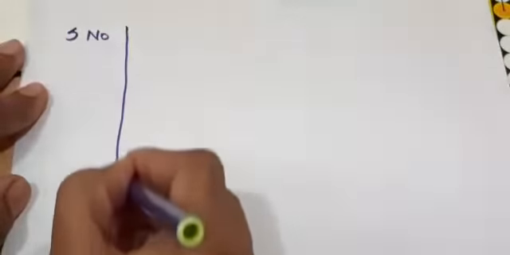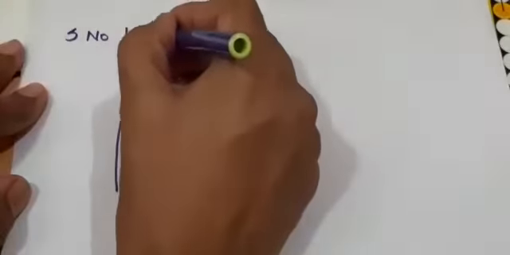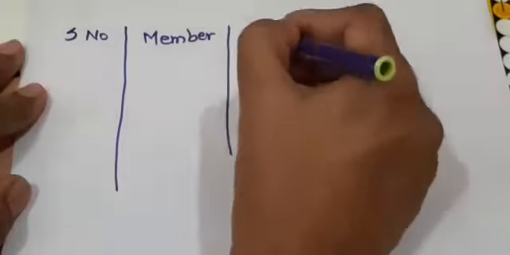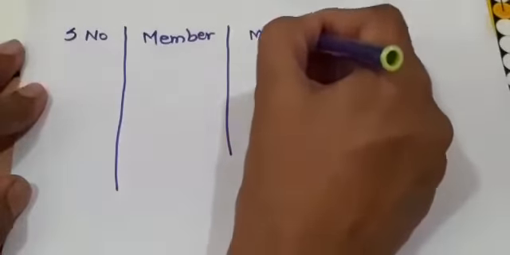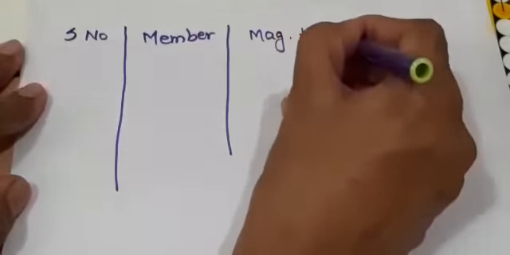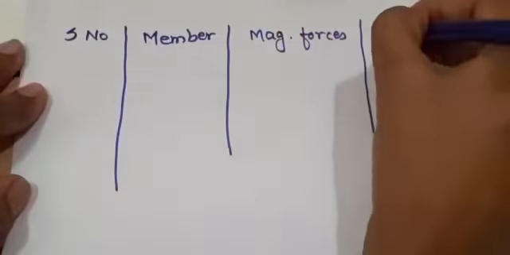Now after that, we have to tabulate the result. Serial number, then members, magnitude of forces in that member, and nature.